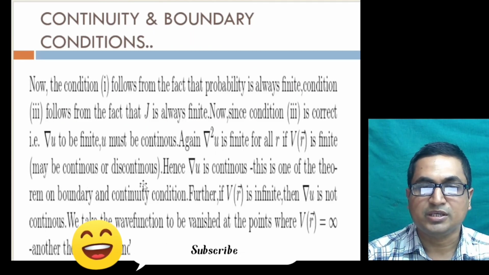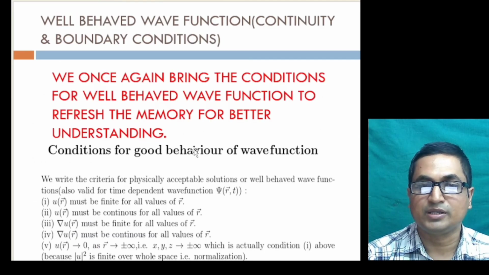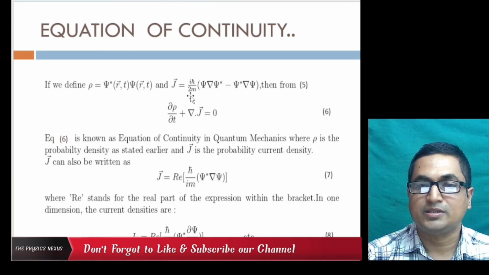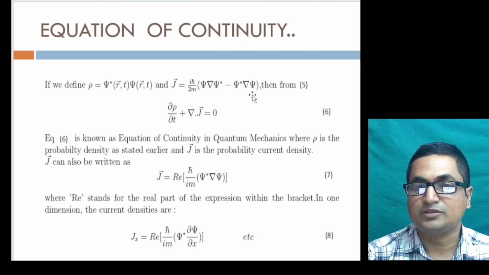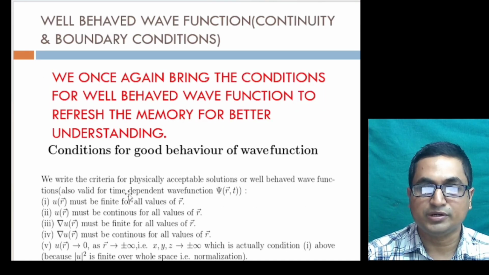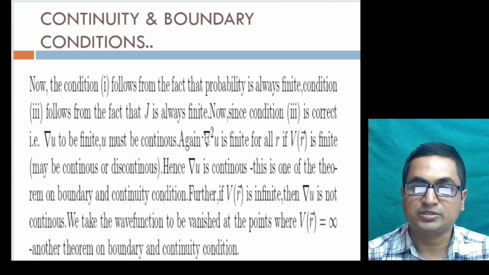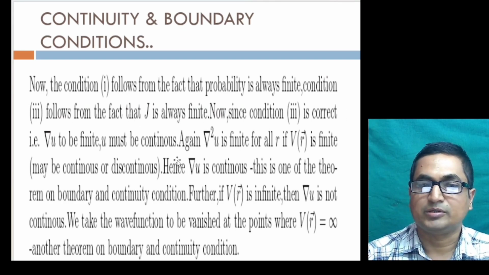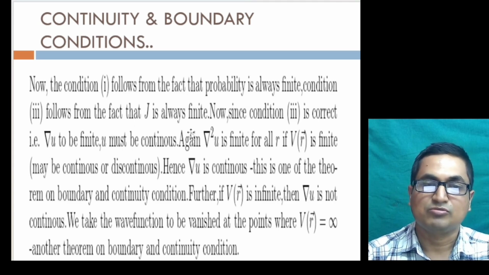Then condition 3 follows because j is also finite. J means probability current density. If you look at the expression for probability current density here, it is composed of psi star and these things. Since psi star and all these things are finite, definitely j is also finite. Remember that although we are using u here, as I already said, it is also valid for psi. So since j is finite, condition 3 follows from that fact.